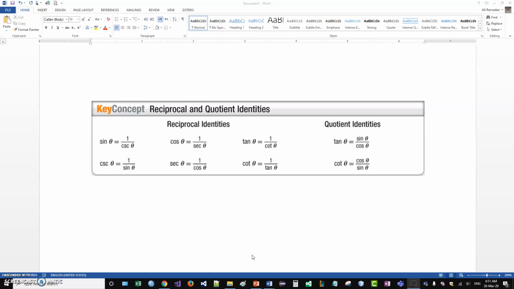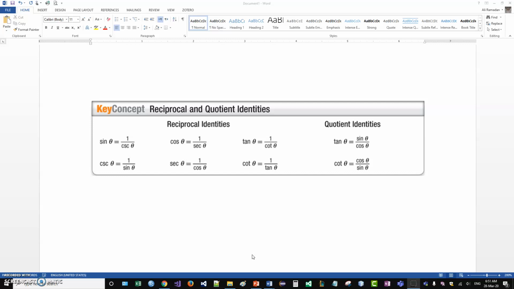Now, the reciprocal identities. For any angle, sine theta is always 1 over cosecant theta, and cosecant theta is 1 over sine theta. Cosine theta is 1 over secant theta, and secant theta is 1 over cosine theta. Tangent theta equals 1 over cotangent theta, and cotangent theta is 1 over tangent theta.